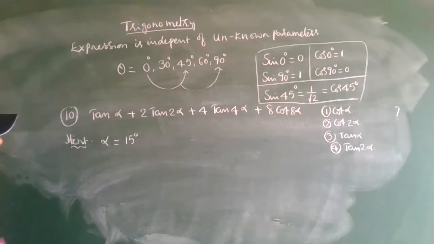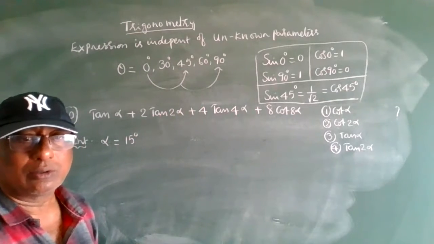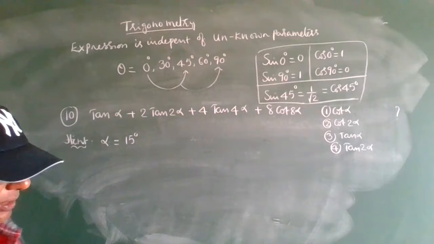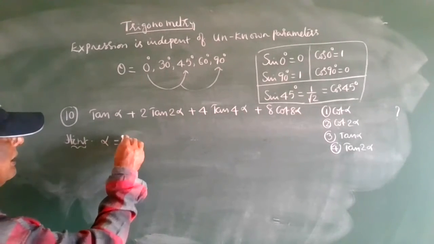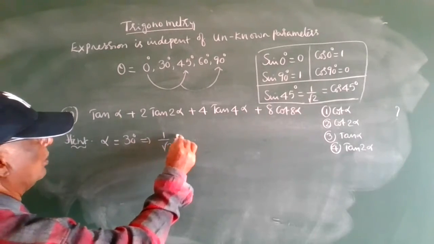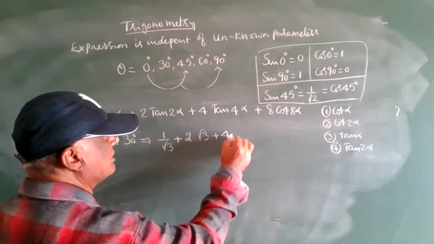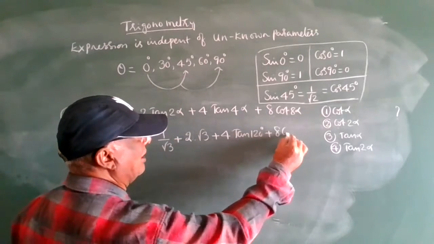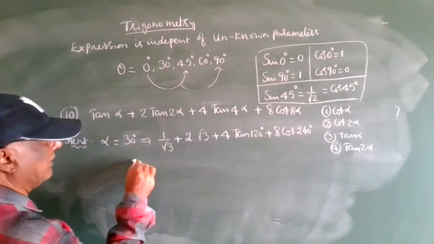No, sir, I am going to take 15 degrees. If you know the 15 degrees value, tan 15 degrees value is 2 minus root 3. So if you have an idea about the 15 degrees value, we can substitute. If you don't know the value, 30 degrees we can take. Tan 30 degrees value is 1 by root 3. 2 times tan 60 degrees, value is root 3. 4 times tan 120 degrees plus 8 times cot 240 degrees. Now write down the simplification.